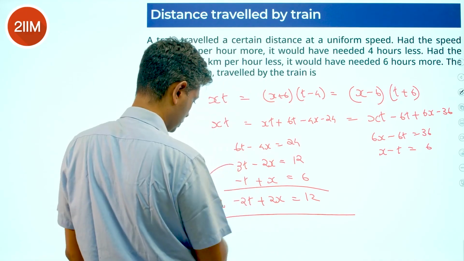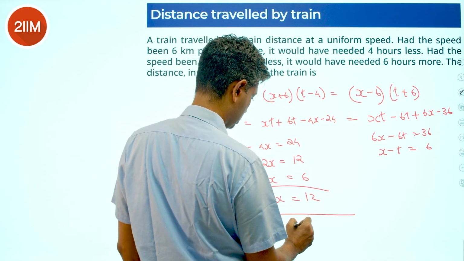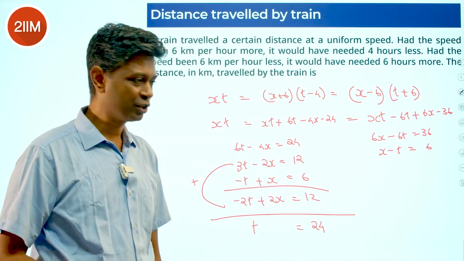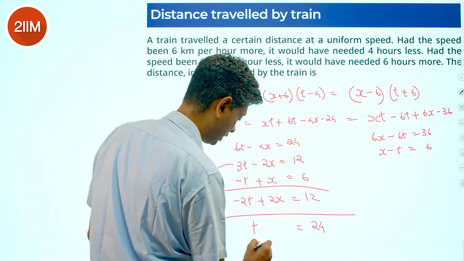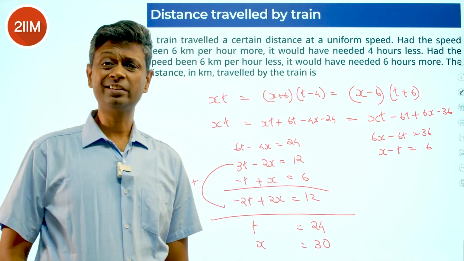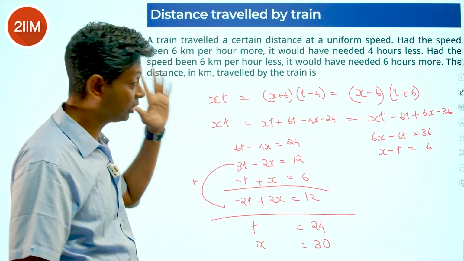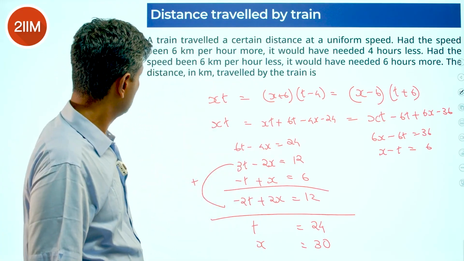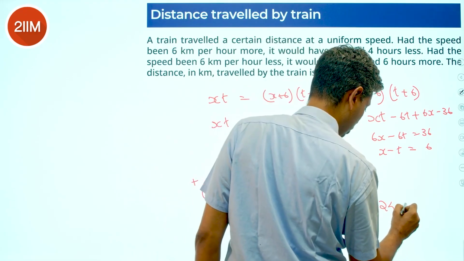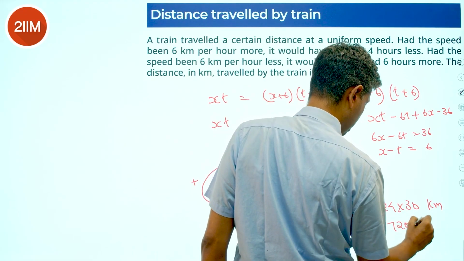Add these two. 3t minus 2t is t. Minus 2x plus 2x disappears. Equals 24. X minus t is 6, so x is 30. T is in hours, x is in kilometers per hour. Right? Because this is hours, that is kilometers per hour. The distance in kilometers traveled by the train is x into t, 24 into 30 kilometers, 720 kilometers.